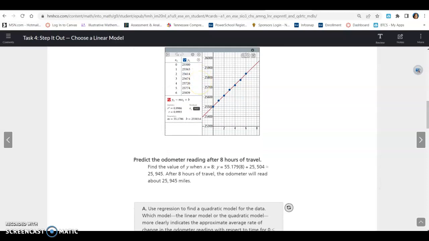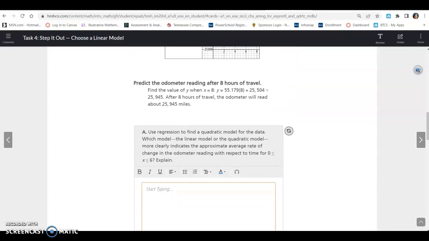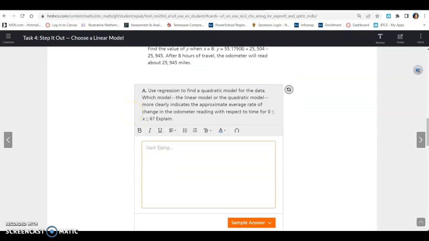It says predict the odometer reading after 8 hours. Well, 8 is time. Time is our x, so all we have to do is plug 8 in for x and solve. If we do that, we get y equals 25,945 miles. Now, does that make sense? Sure it does, because it should be slightly above this. So 8 hours and then 25,900 and something miles does make sense for your table of values as well. It's always good to look at your data, the table and the graph, and see, is it reasonable? Does it make sense looking at the other numbers in the table?